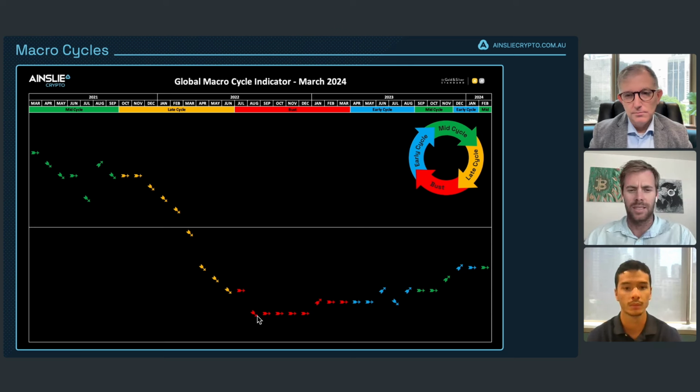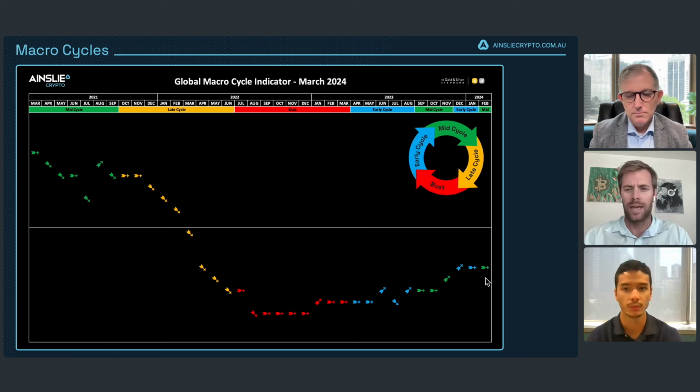Historically, the bust phase is the part of the cycle where risk assets are most optimal to buy. And moving forward through the early and the mid cycle, where we are now, is where you get quite a fair bit of asset appreciation as well. So as you can see, we flicked between early and mid cycle for a little bit there, but now we're firmly in mid cycle.